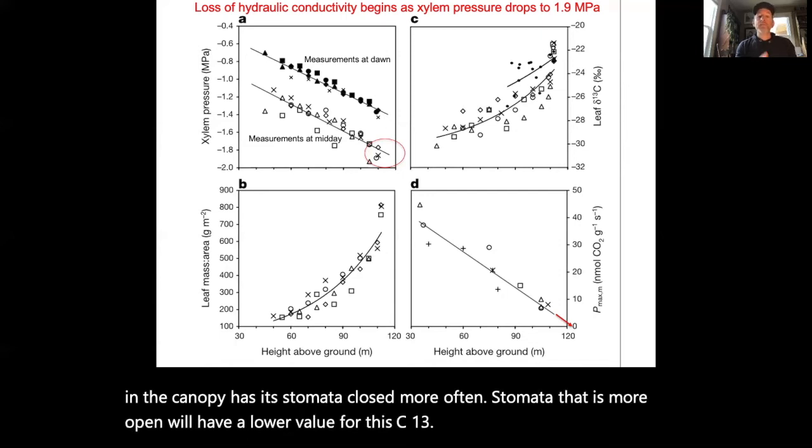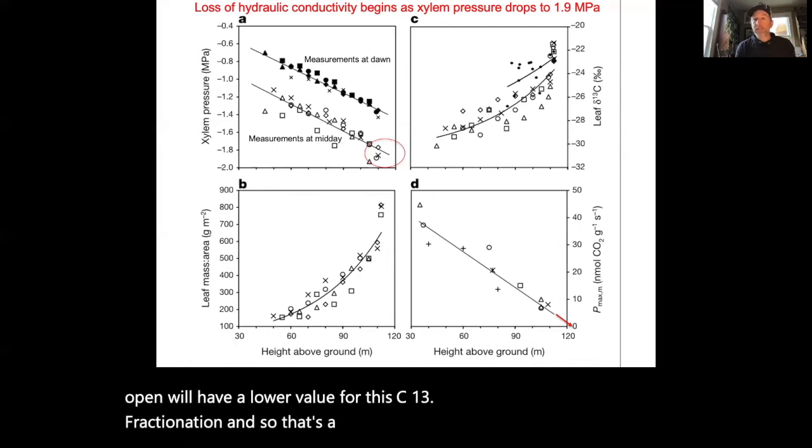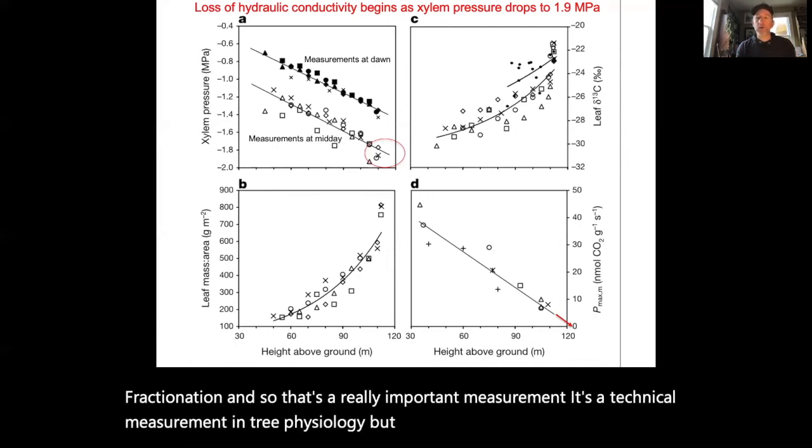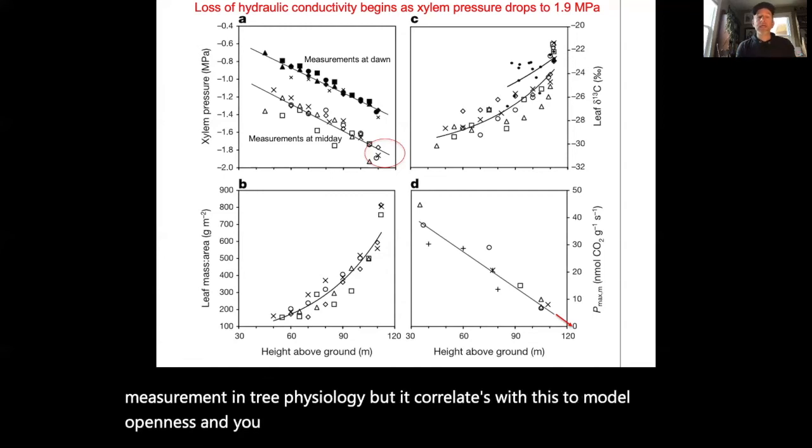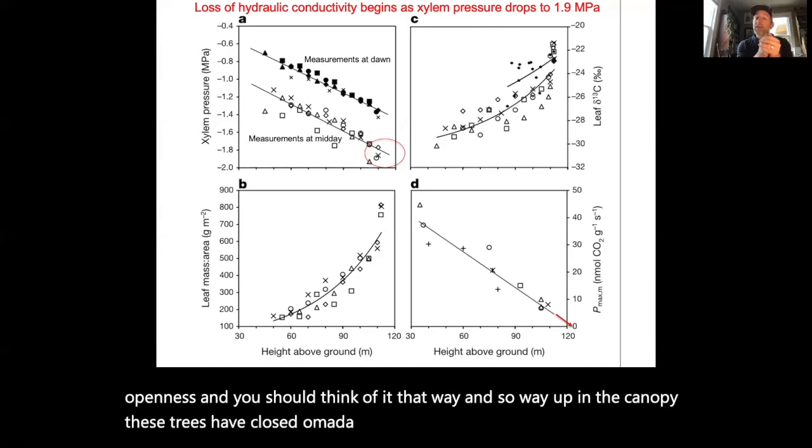And so that's a really important measurement. It's a technical measurement in tree physiology, but it correlates with the stomatal openness, and you should think of it that way. And so way up in the canopy, these trees have closed stomata, they're highly stressed, and they're a little bit different shape.